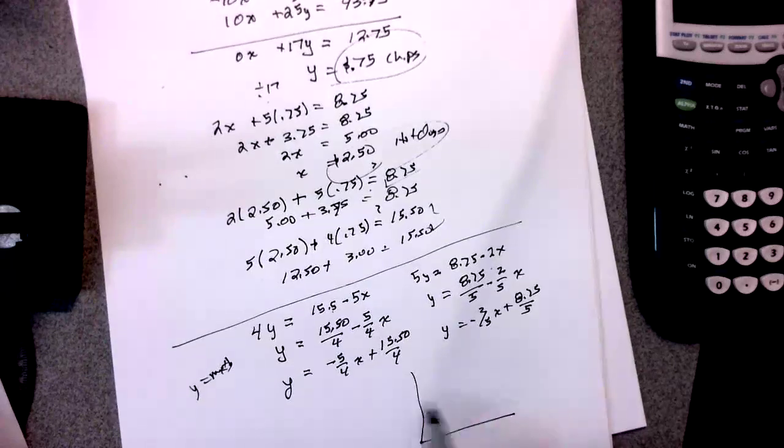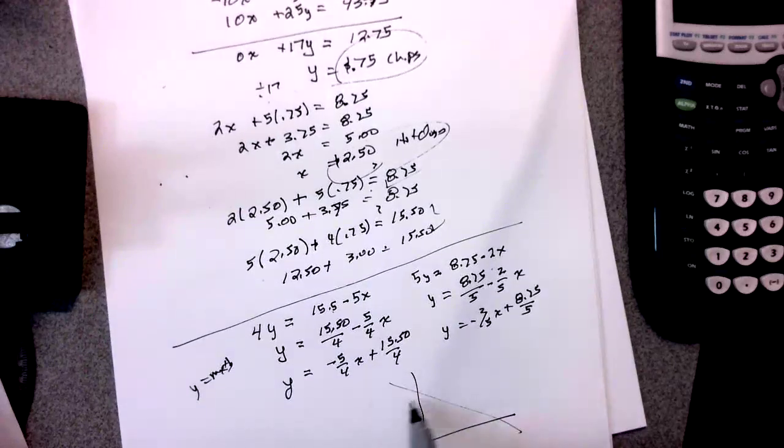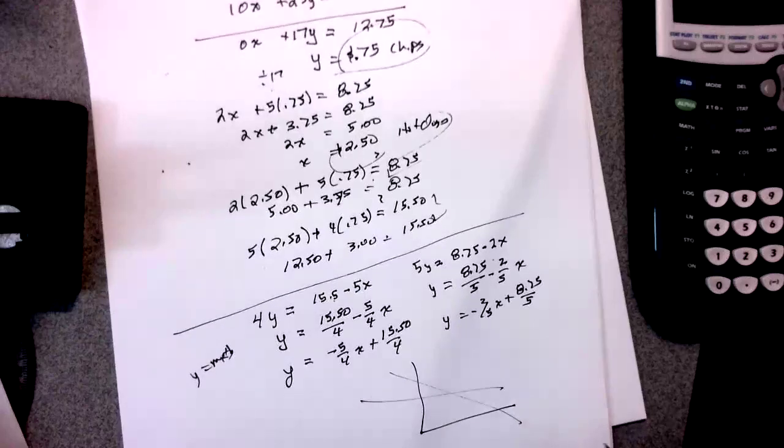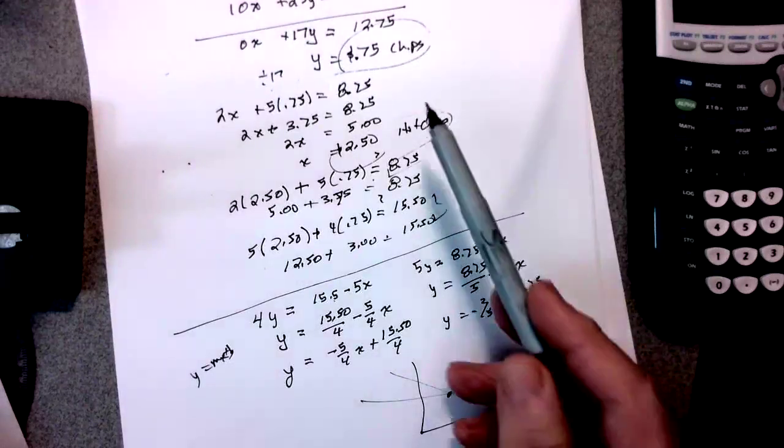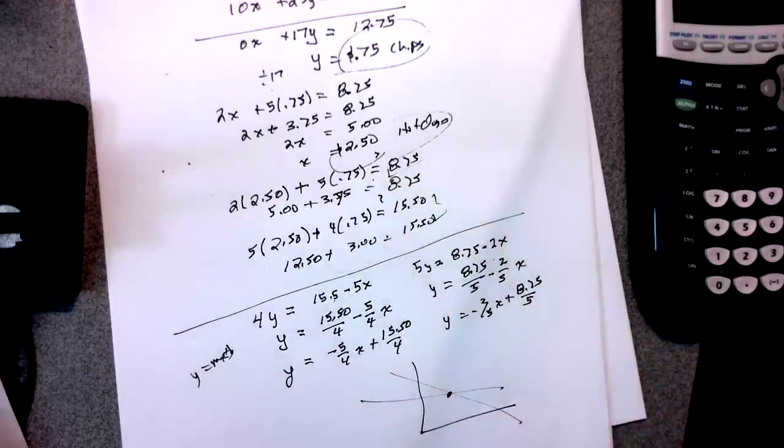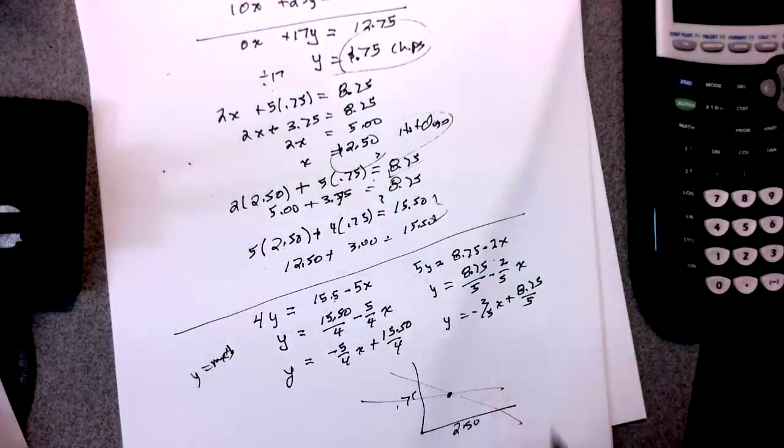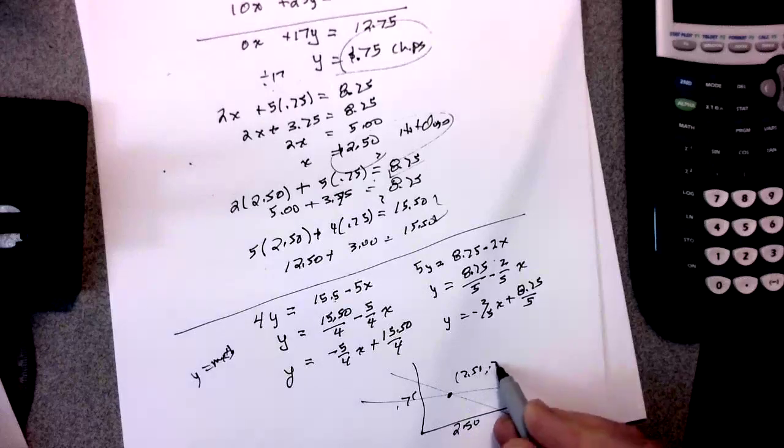they both have a negative slope, so they're going to be looking something like this. Who knows what they're going to look like exactly? But I'm going to find an intersection point, and if we've done this right, the intersection point should be the x's and the y's that we found so far. So the intersection point should be 2.5 here and 0.75 here. So that point there should be the 2.5, 0.75 point.